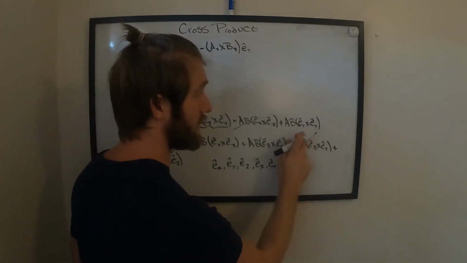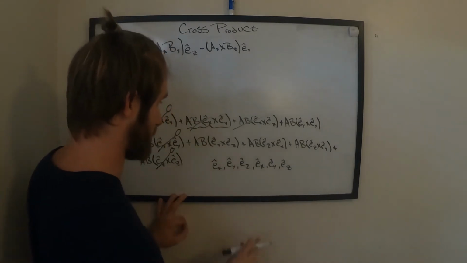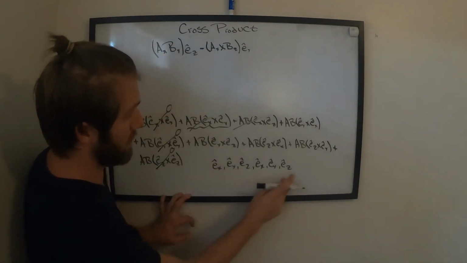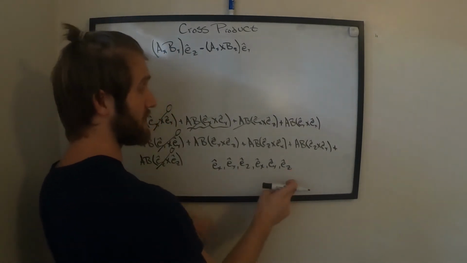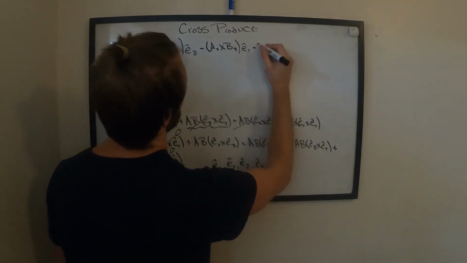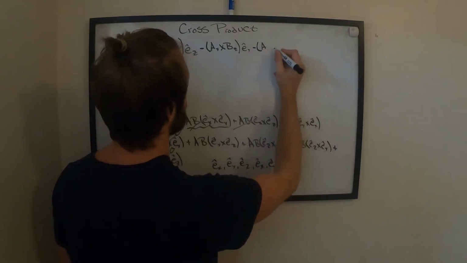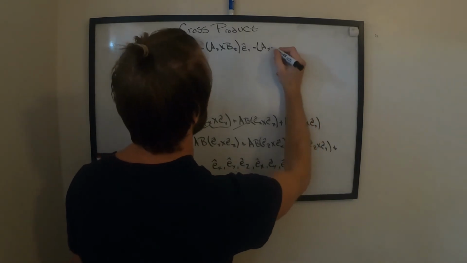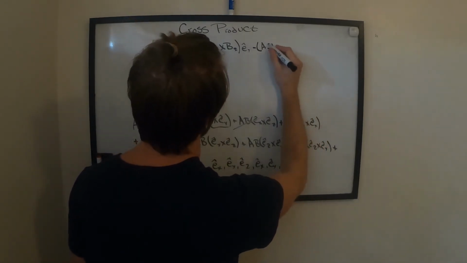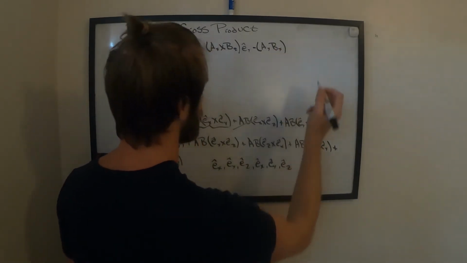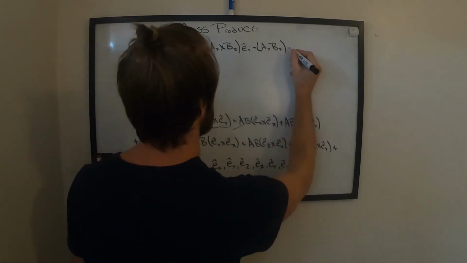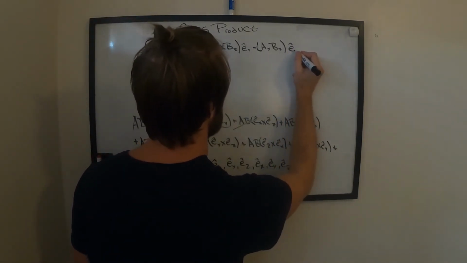So next one, AB. Now we have e sub y by e sub x. So y x, we're going backwards. So that must mean it's negative. So subtract a y b x, which is, like I said, e hat sub z.